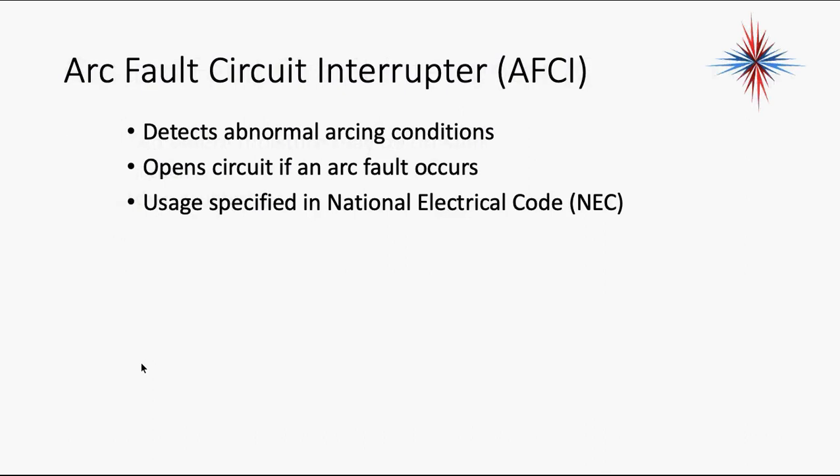Arc fault interrupters, AFCIs, are more important these days. The 2020 National Electrical Code basically insists that arc fault circuit interrupters be installed on just about every circuit in a building, especially residential. It is a different type of circuit breaker that actually detects if there's a spark in the system. Again, arc fault interrupters detect if there's a spark or an arc in the circuit someplace.